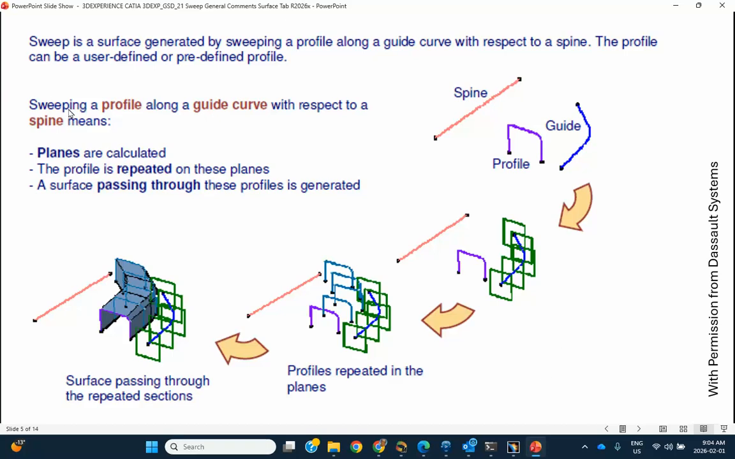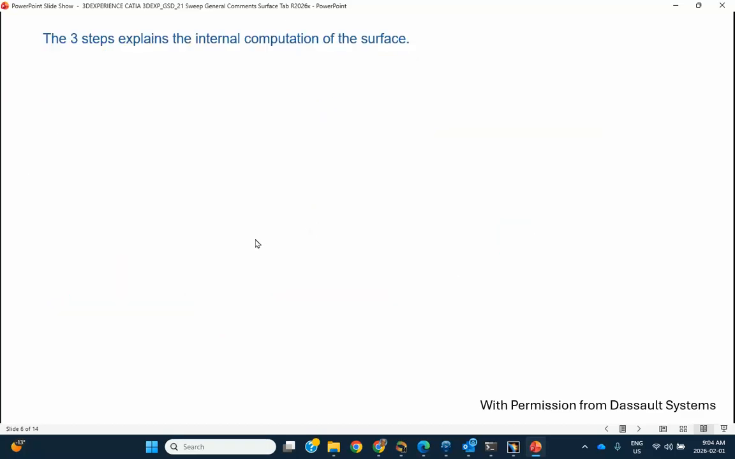So sweeping a profile along a guide curve with respect to a spine means planes are calculated, profiles are repeated on all these planes, you can see that, and a surface passing through these profiles is generated. It's a very loose way of saying it, and there are a lot of details hidden there, which are not available, at least to me.